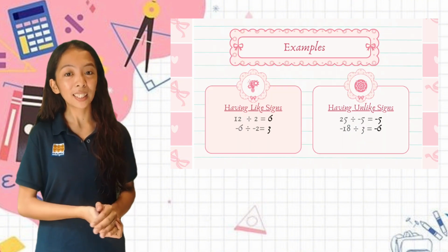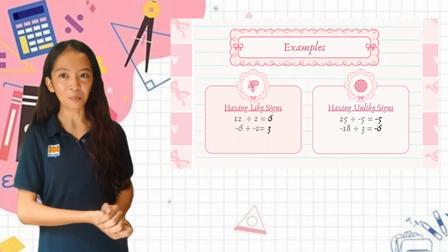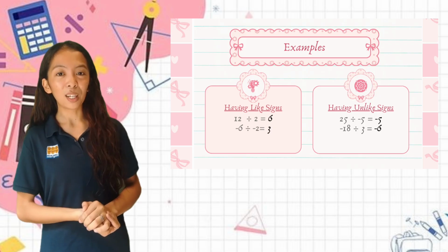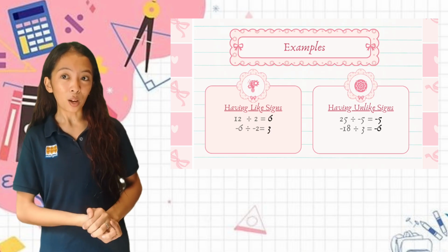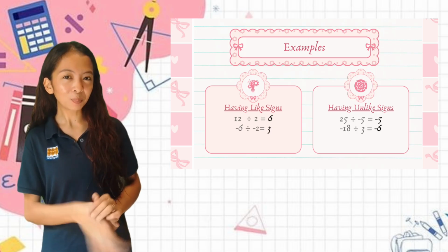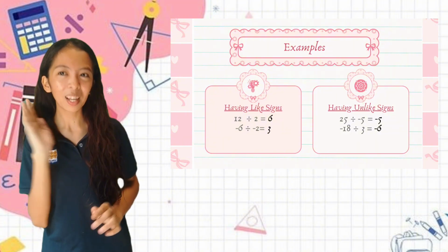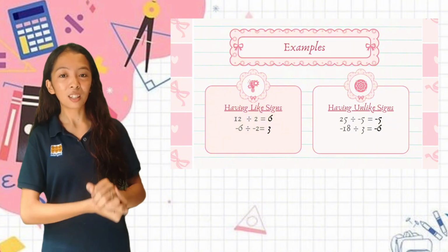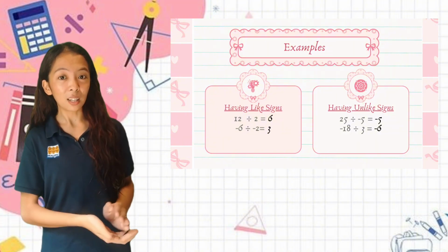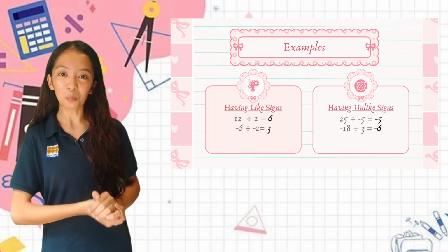Now, to fully understand our topic, let us have some examples. First, dividing numbers with like signs. Positive 12 divided by positive 12 is? Please tell me the answer. Very good. The answer is positive 6. Both numbers are positive, therefore the final answer is positive.